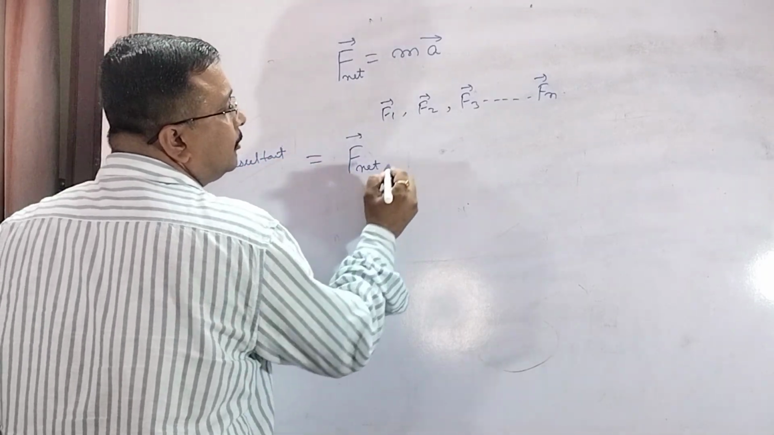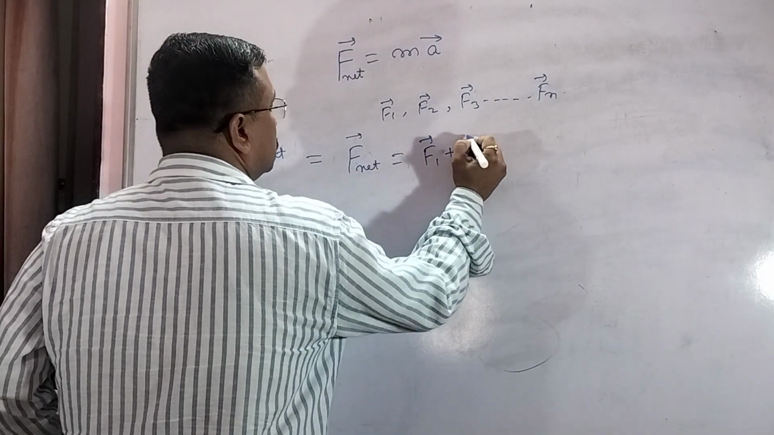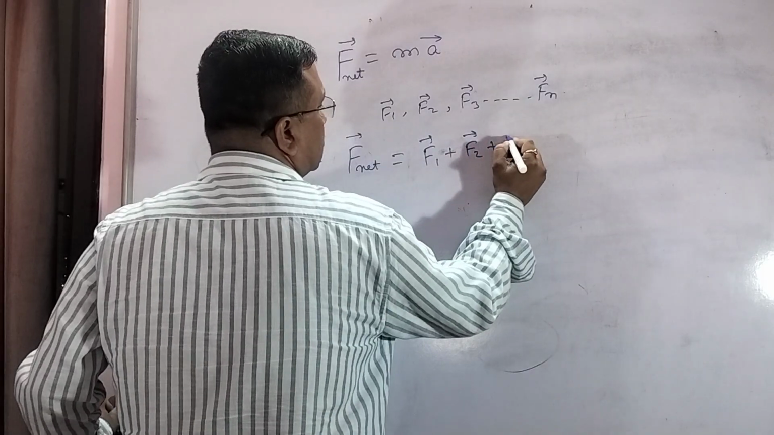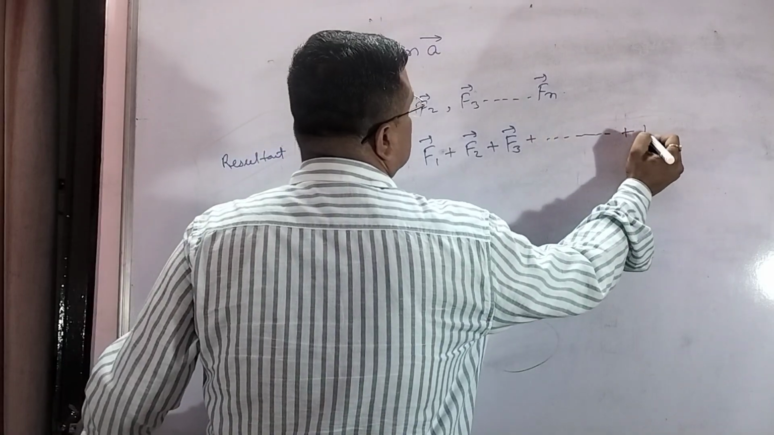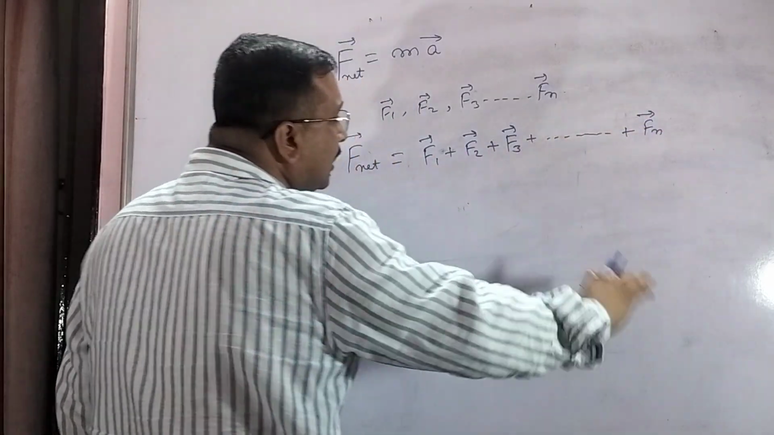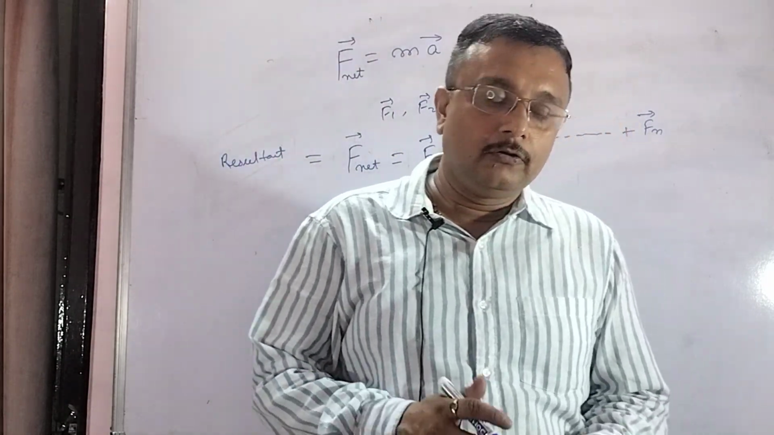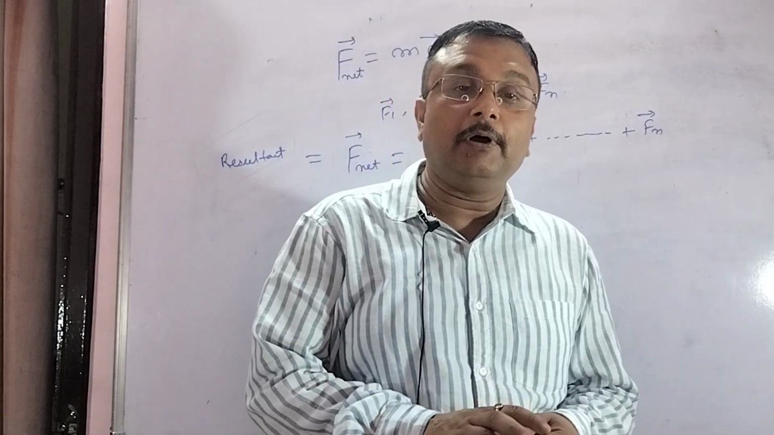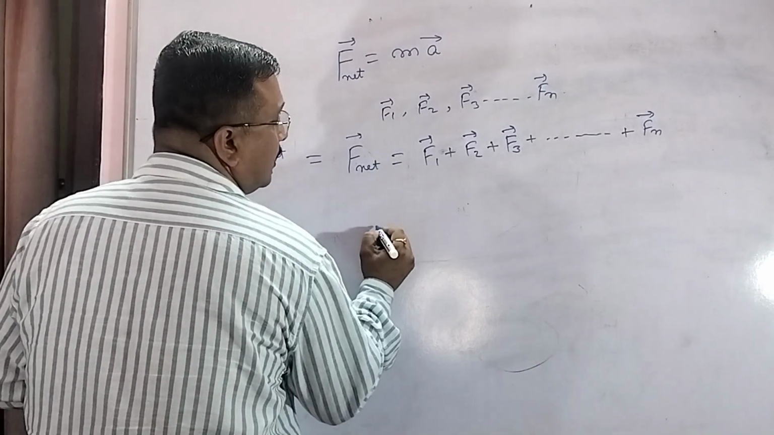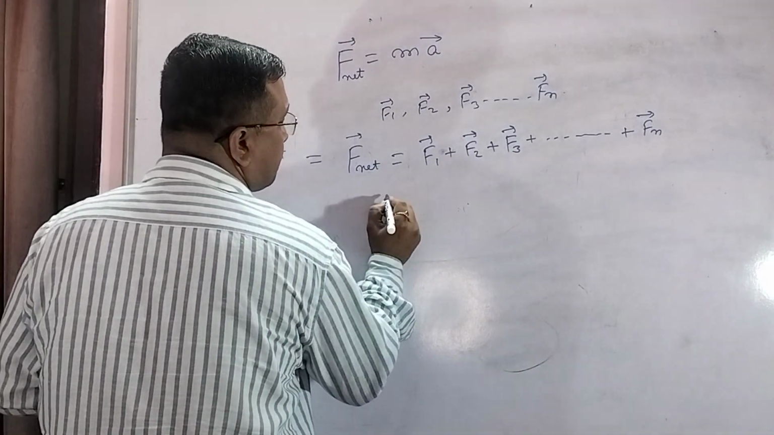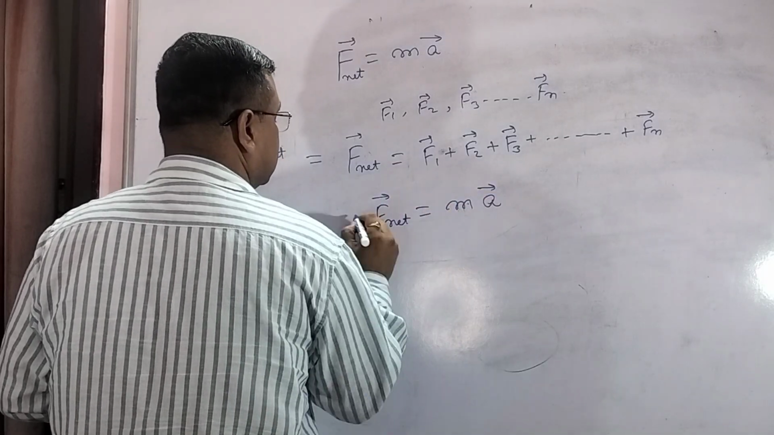F net equals the vector sum of all the forces: F1 plus F2 plus F3 plus so on plus Fn. So if a number of forces are acting on a body, we shall try to find the resultant force. What is the net force? That will be the single force F net, and this F net will be equal to mass into acceleration.